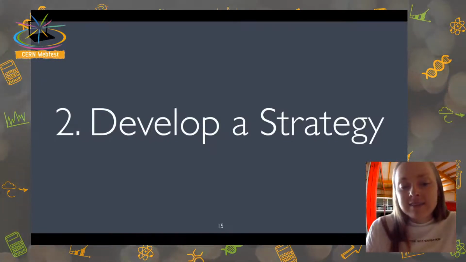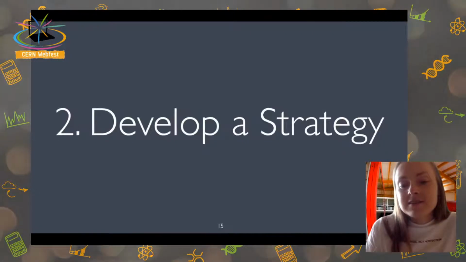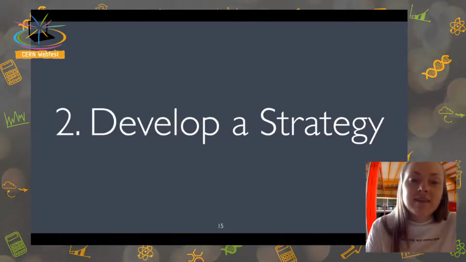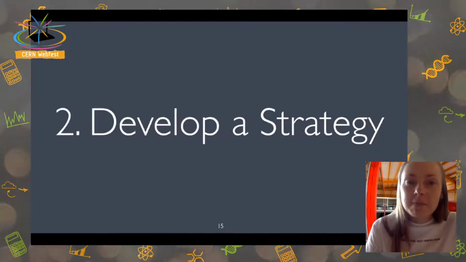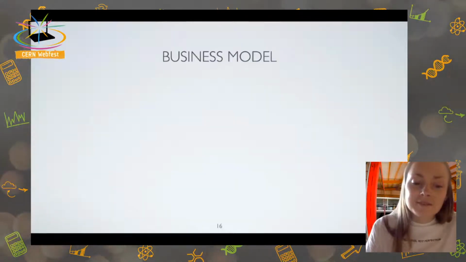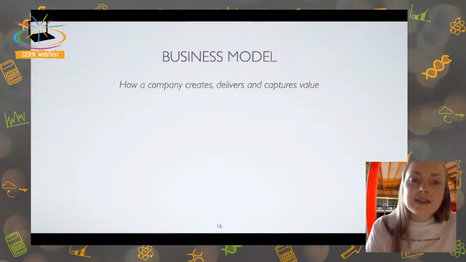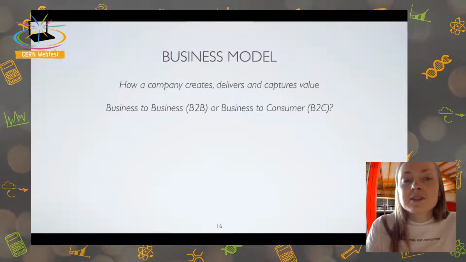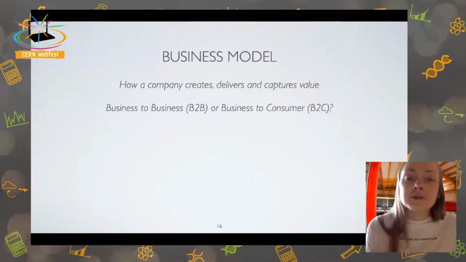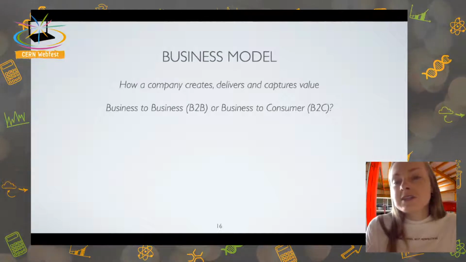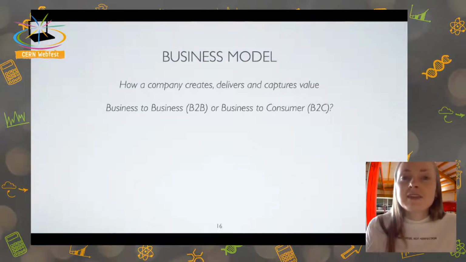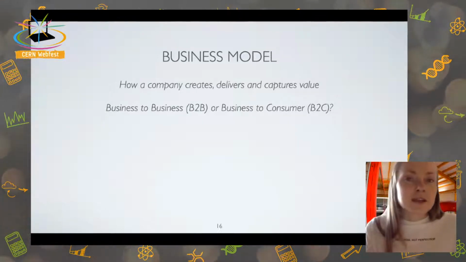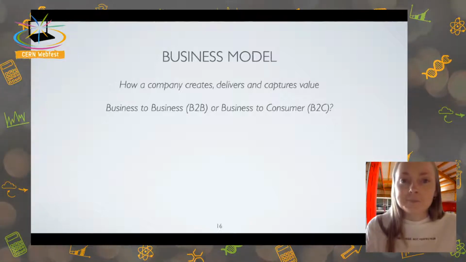So now you have validated that people want to use your product or service, that there is a market for it, and that the timing is right. And now you need to develop a strategy. And here comes the business model. Now, a business model is how a company creates, delivers, and captures value. And usually you can say that you either sell to a business, you're doing business to business or B2B, or you're selling to consumer, B2C. So you need to think of if you want to sell to a business or a consumer, and this will change your strategy and how you go about to sell your product as well.